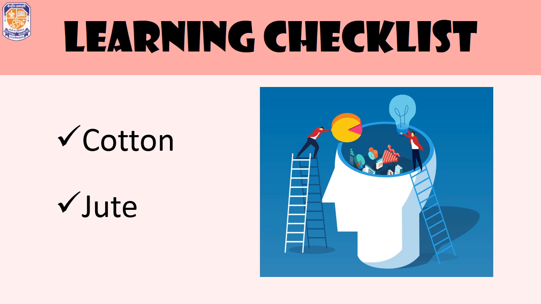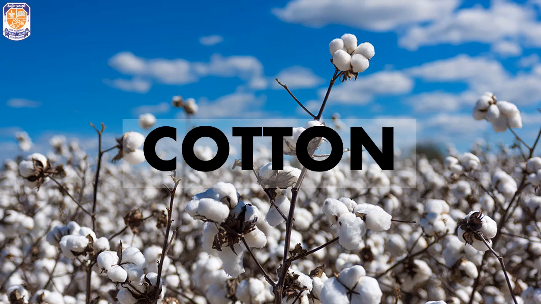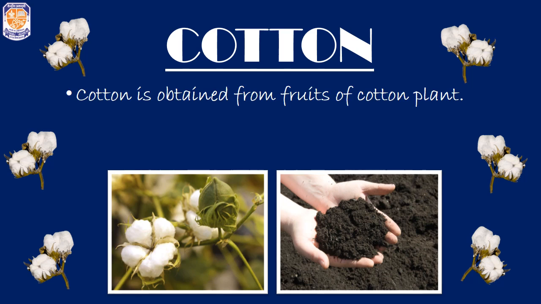So, let's start with cotton. So cotton is obtained from the fruits of cotton plants. Cotton plant is a shrub. The height of a shrub lies between 5 feet to 7 feet. So it is not taller than that.